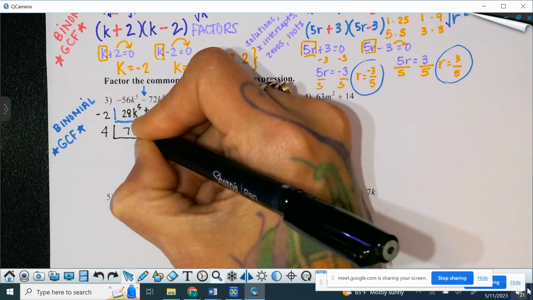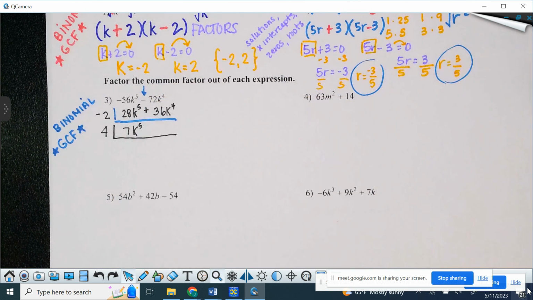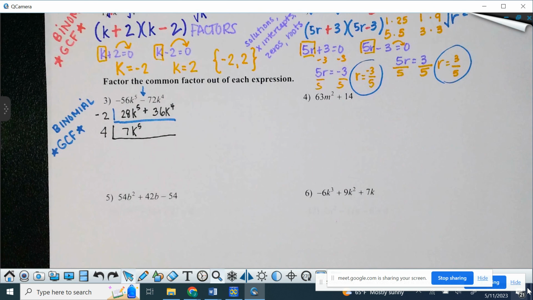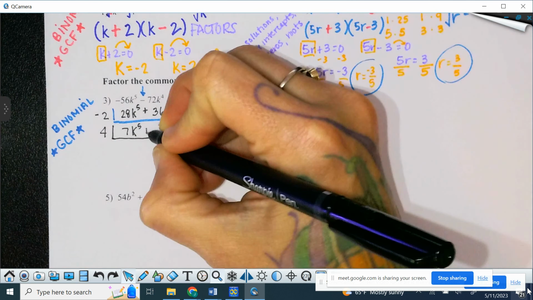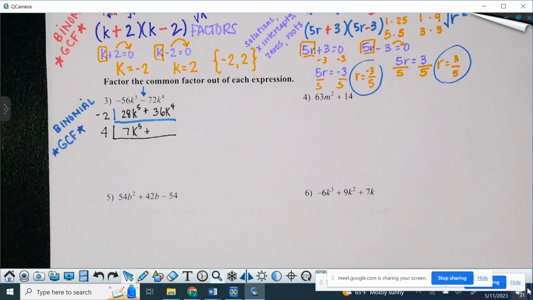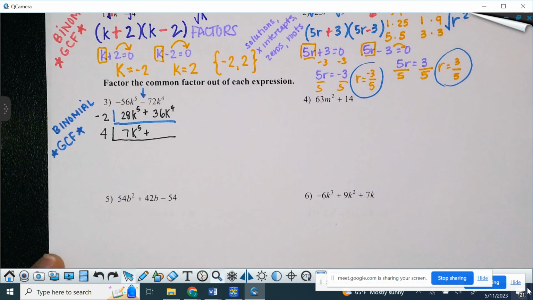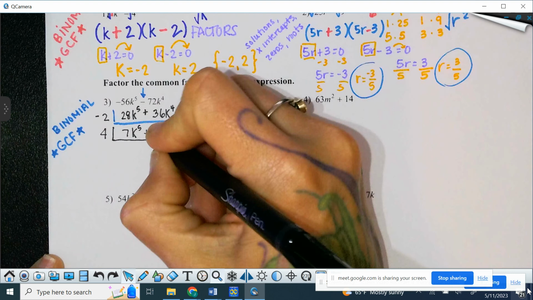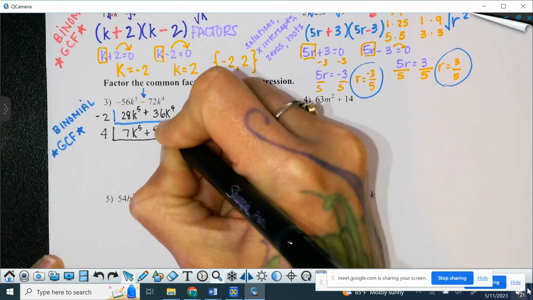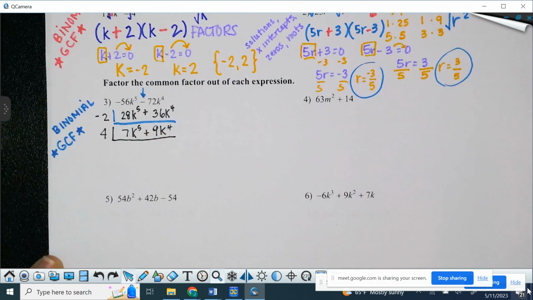I like it when I see a number that I know is only divisible by itself and 1. That means we're getting close. What is 36 divided by 4? Good. 9 k to the 4th. 7 and 9 are now in their simplest form because it's 7 and 1, 9 and 1, 3 and 3. So there's not a number bigger than 1.